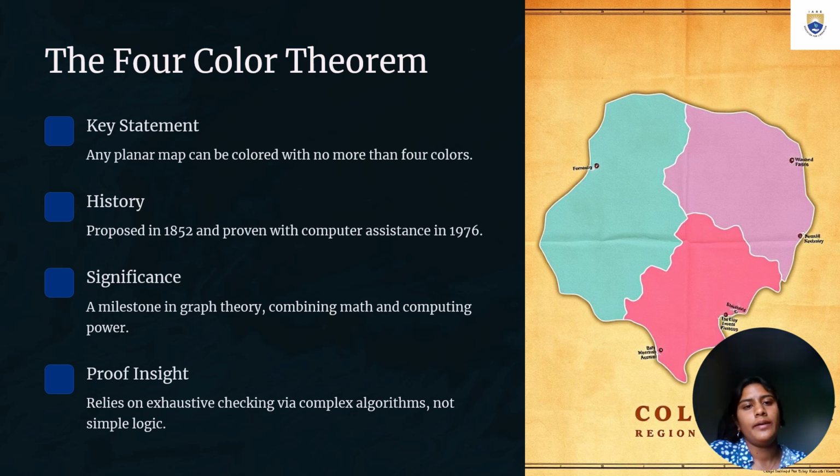The four color theorem has a key statement, history, significance, and proof insight. Key statement: any planar map can be colored with no more than four colors, which is known as the four color theorem. History: it was proposed initially in 1852 but proven later in 1976. Significance: a milestone in graph theory combining math and computing power.